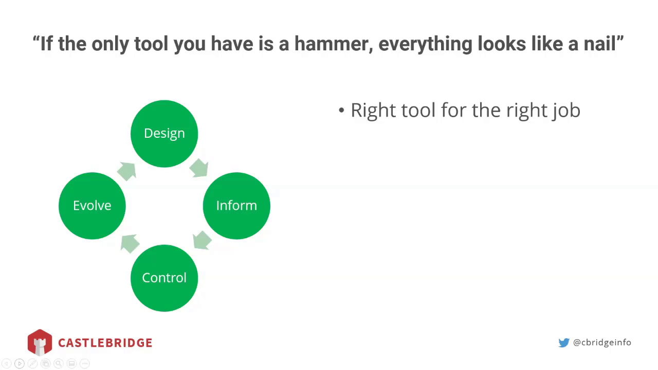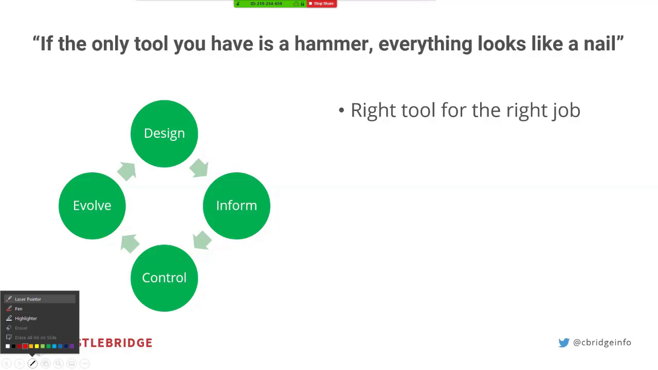So the key thing is, within the project environment we work in with clients, there are usually four things we're trying to do at different times. We're looking to design something, we're looking to inform the organization about something, we're looking to implement or operate a control on something, or we're looking to evolve the organization. And in that context, having the right tool for the job is very important.